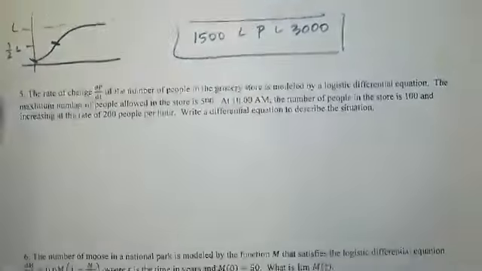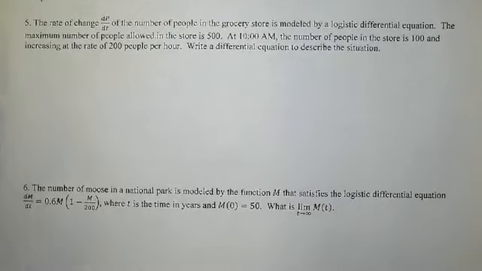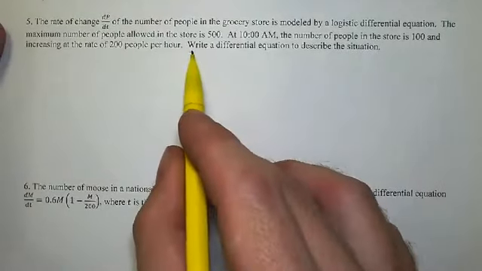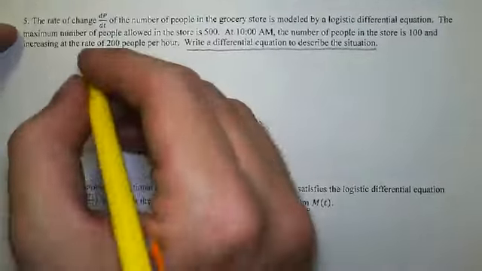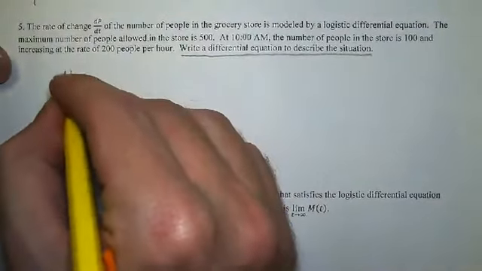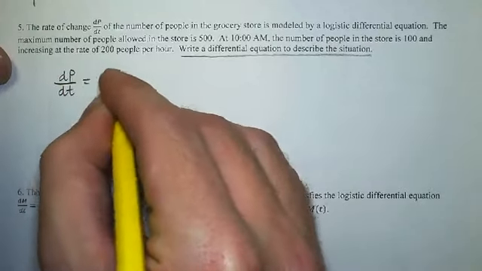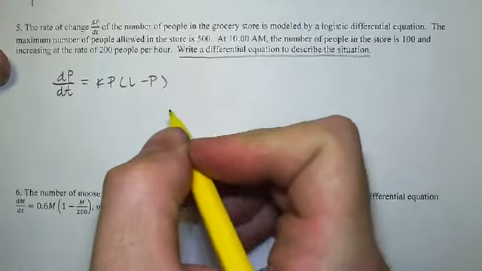Rate of change of the number of people in the grocery store is modeled by a logistic differential equation. The maximum number of people allowed. Okay, and then I see where this is headed. We're going to try to write the differential equation to describe this situation. So we know the form. Right? And so our job is to just figure out what is L and what is K.